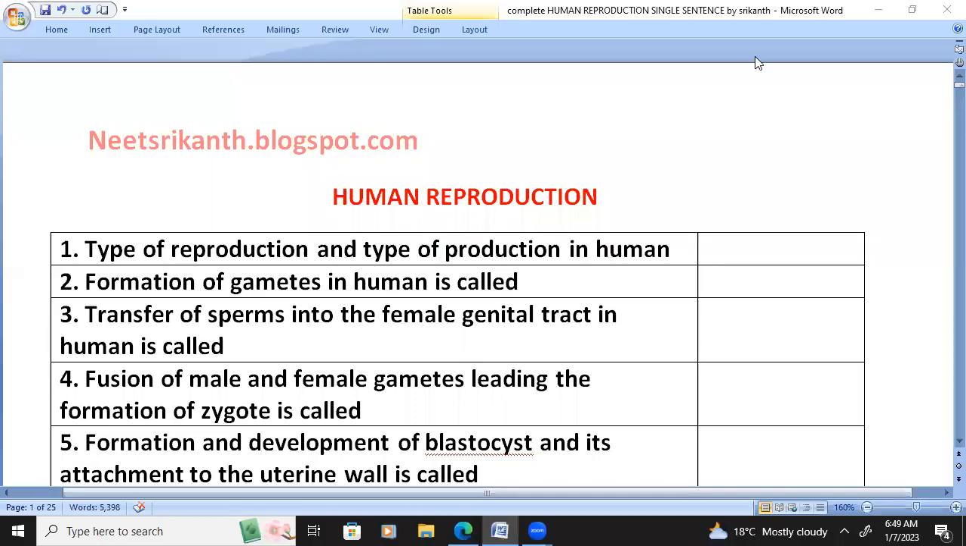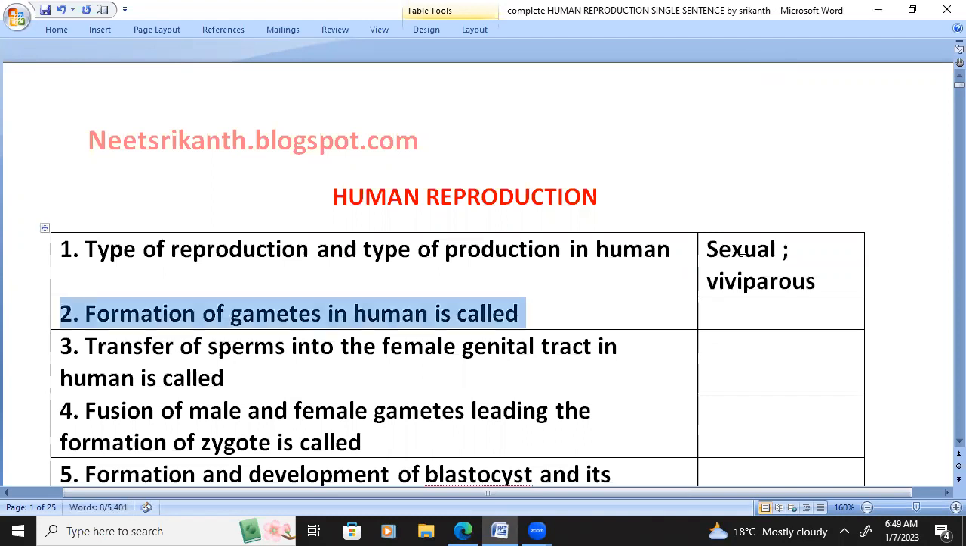Human reproduction, NCERT based single sentence questions. Let's start. Type of reproduction and type of production in human. Type of reproduction in human is sexual reproduction and the type of production is viviparous.